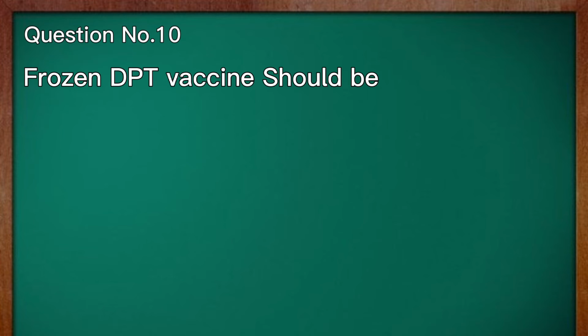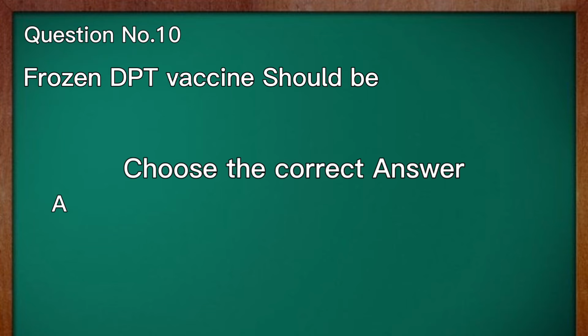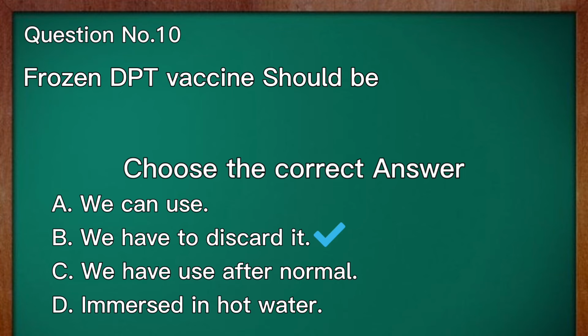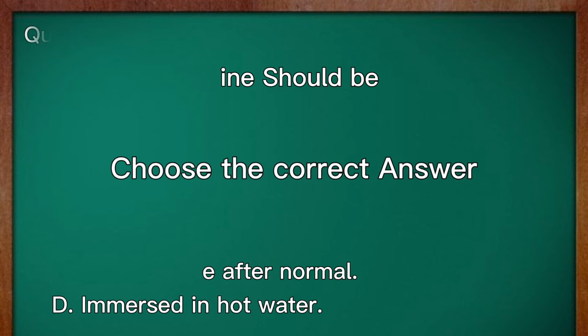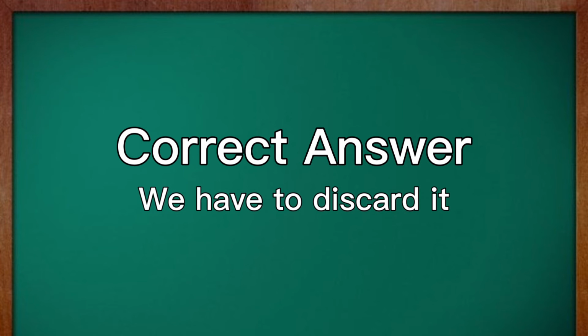Question number 10. Frozen DPT vaccine should be. Choose the correct answer. A. We can use. B. We have to discard it. C. We have to use after it returns to normal. D. Immersed in hot water. Correct answer: We have to discard it.